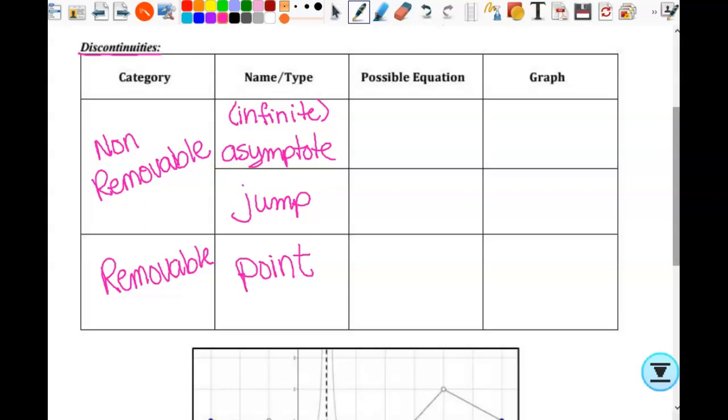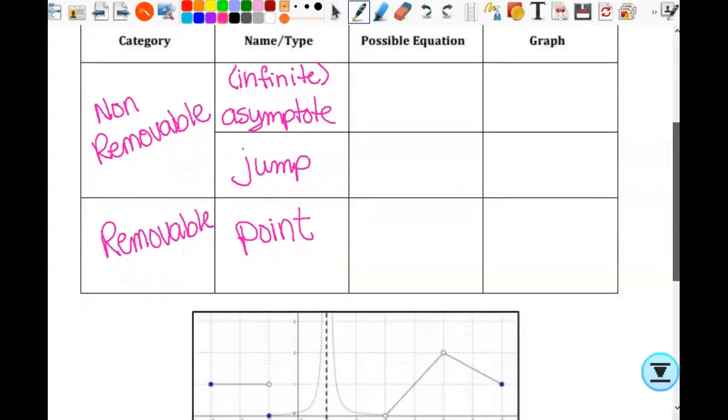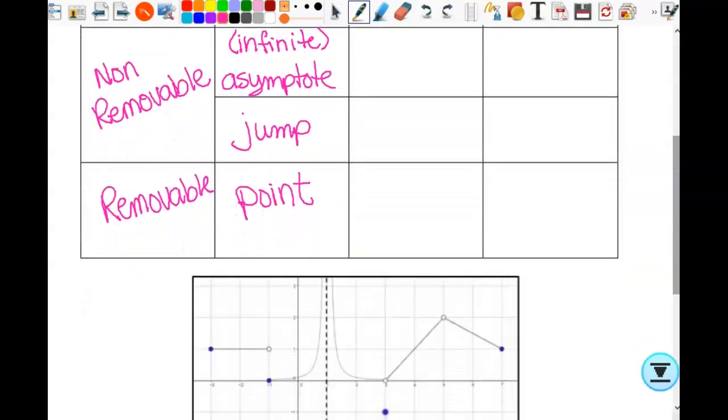Okay, so possible equation. Somebody want to give me what an equation could look like for an infinite discontinuity? Could be literally anything as long as, how do we know if we have a vertical asymptote in an equation?